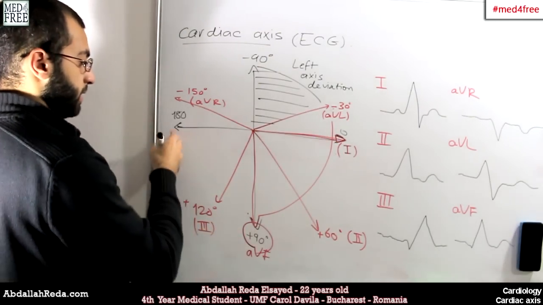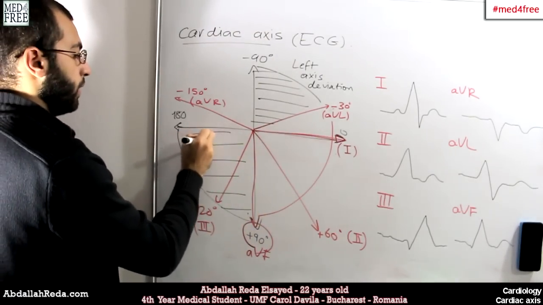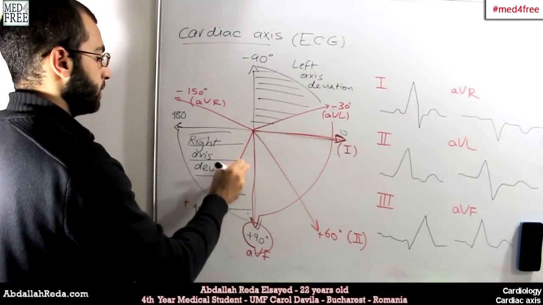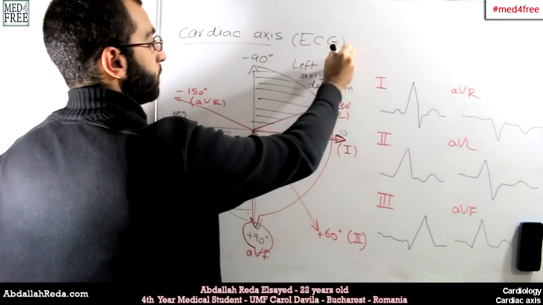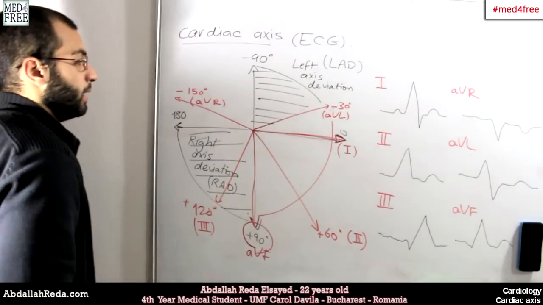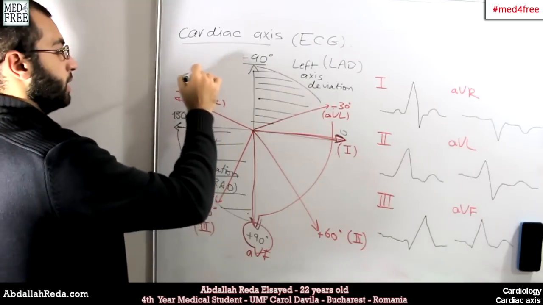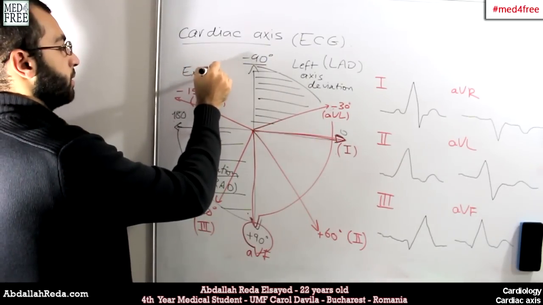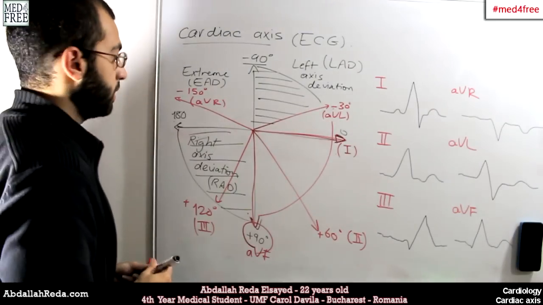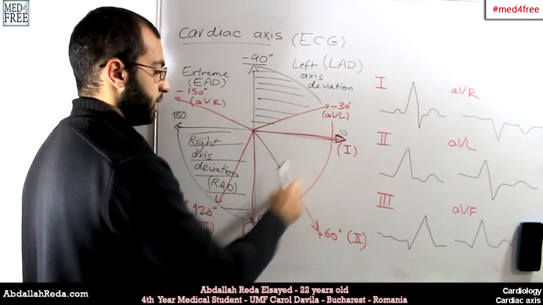If it's between positive 90 and 180 degrees, this one is called right axis deviation. Right axis deviation. This is called LAD, left axis deviation, and here we have RAD. And if it's present right here between negative 90 and 180, it is called extreme axis deviation, so EAD, and this is quite rare. So normally the axis should be present in this part right there.